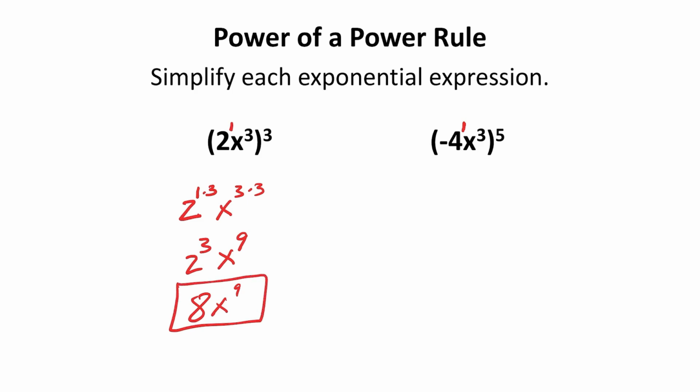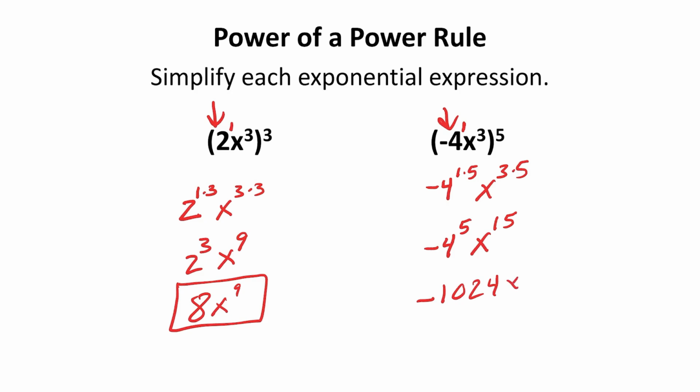Use a calculator on these coefficients up here. A coefficient is just a number in front of the letters right here, okay? On this one over here, we're going to have negative 4 to the 1 times 5 and x to the 3 times 5. So you'll have negative 4 to the 5th power, x to the 15. Negative 4 to the 5th power, use a calculator for this. It'll do it for you. You get negative 1024 x to the 15. And that's your answer. All right. Good luck, guys.